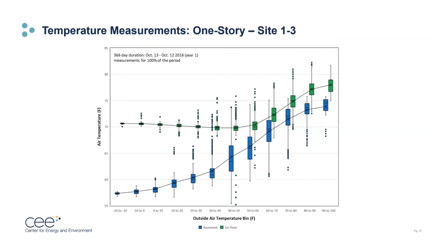Another one-story house, this one was built in 1932 and has a partially finished basement. You can see when the outside temperature is below 20 degrees, the basement is more than 10 degrees colder than the first floor.